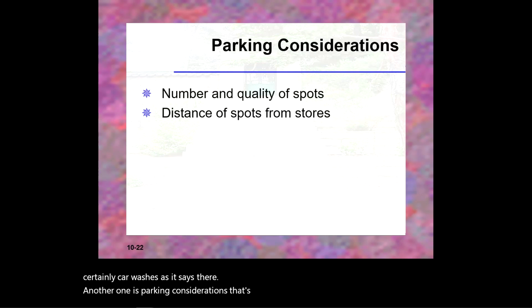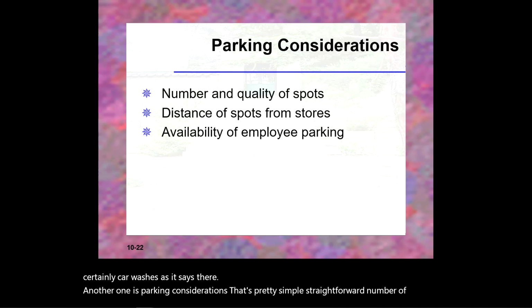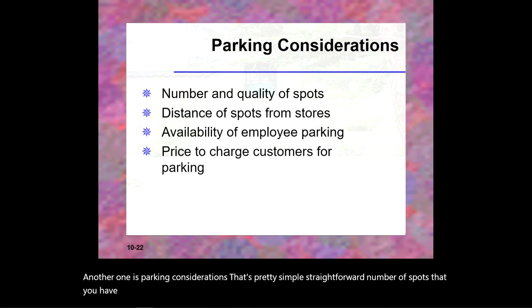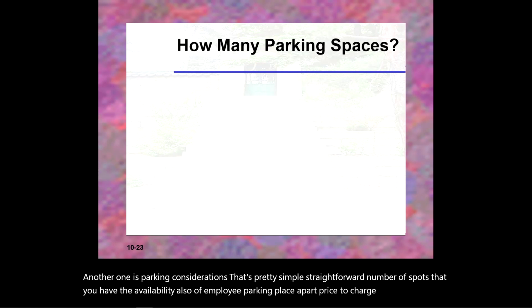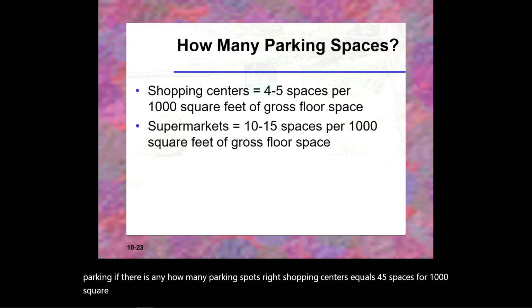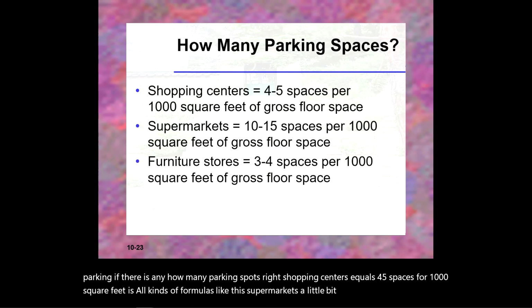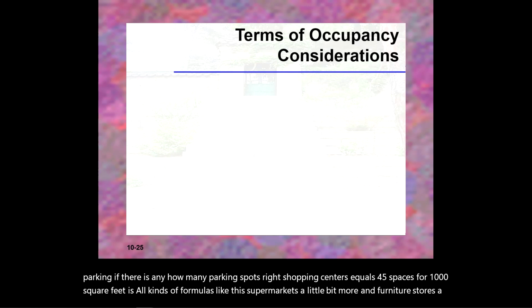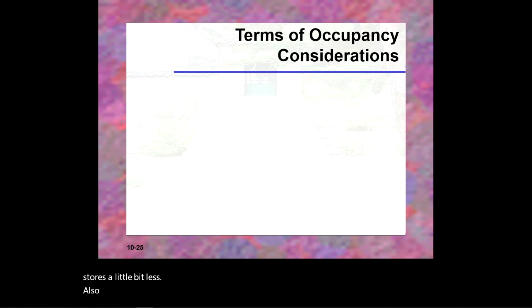Another one is parking considerations. That's pretty simple, straightforward. The number of spots that you have, the availability also of employee parking plays a part. Price to charge customers for parking, if there is any. How many parking spots, right? Shopping centers equals 4 or 5 spaces per 1,000 square feet. There's all kinds of formulas like this. Supermarkets a little bit more, and furniture stores a little bit less.